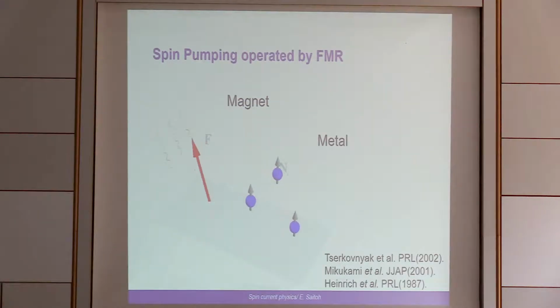So from magnetization motion, this is a magnet, and we attach a conductor to the magnet. From the magnetization rotation in the magnet, spin current is created. This is the spin pumping.